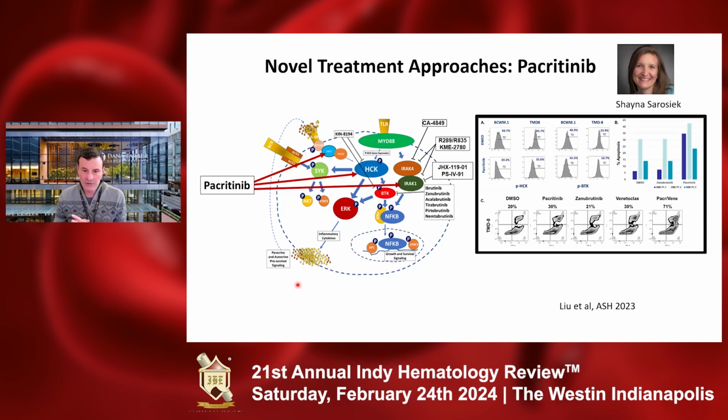And in fact, this abstract that was presented by my colleague Sharon Liu at the American Society of Hematology meeting showed that pacritinib produced higher levels of tumor cell killing compared to zanubrutinib. And in fact, when it was combined with venetoclax, you can see it had really the most robust killing effect on MYD88 mutated tumor cells.